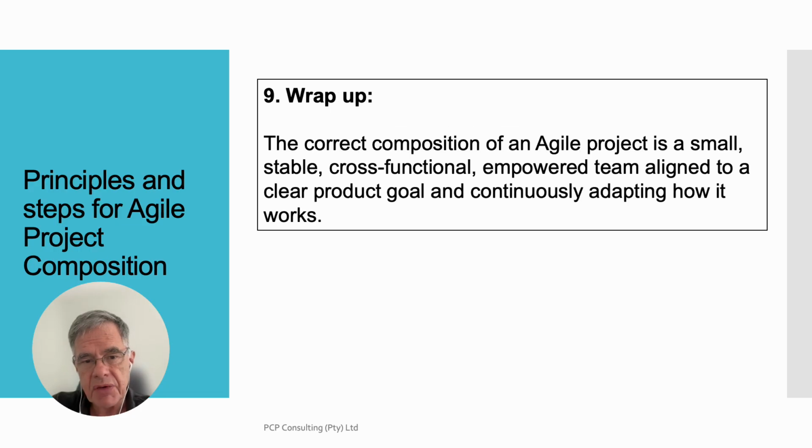Wrap up. The correct composition of an Agile project is a small, stable, cross-functional, empowered team aligned to a clear product goal and continuously adapting how it works.